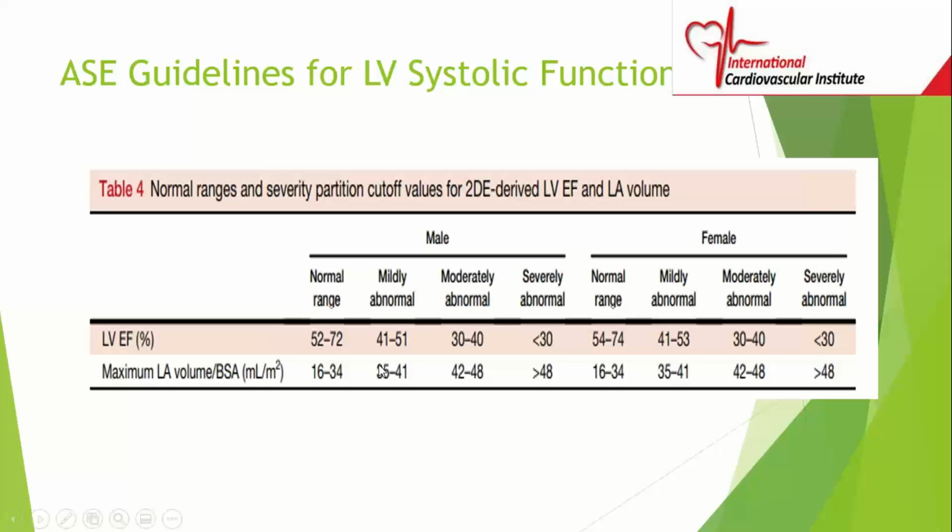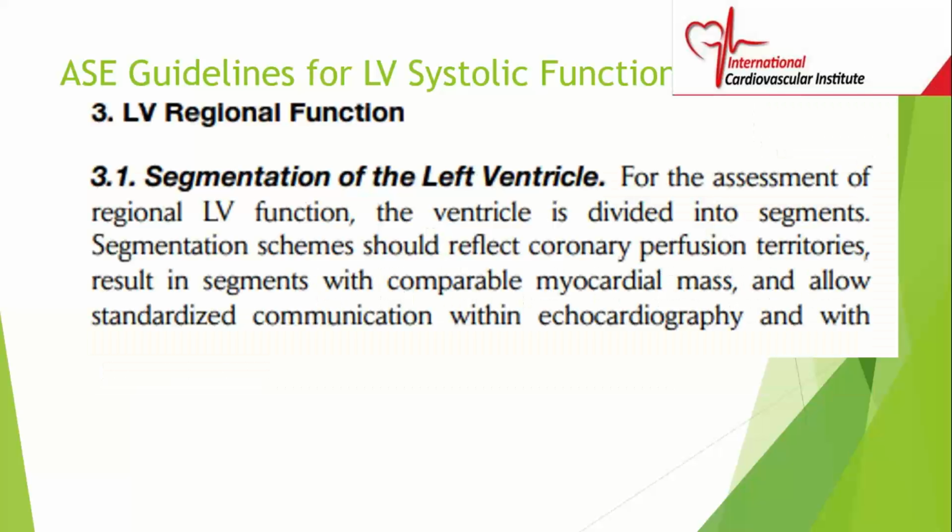So if it's 35 to 41, it's mildly abnormal. And if it's 42 to 48, it's moderately abnormal, and severely abnormal, or if you want to say severely enlarged, is anything greater than 48. And you can see it's very similar for males and females. But left atrial volume assessment is extremely important. Okay.